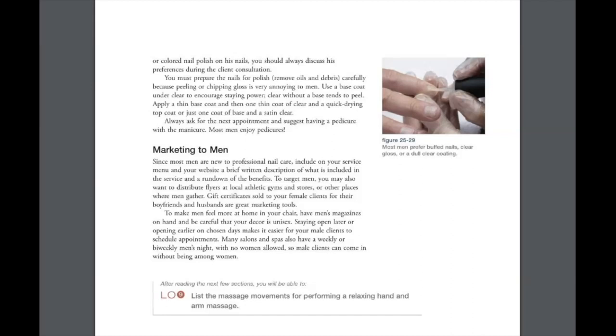To complete a hand and arm massage, you want to promote that a hand and arm massage promotes blood circulation. It relaxes muscles, relieves pain, and soothes and relaxes the client. Massage is the manipulation of the soft tissues of the body and is an ancient therapeutic treatment to promote circulation of the blood and lymph, relaxation of the muscles, and relief from pain. It has other benefits as well.